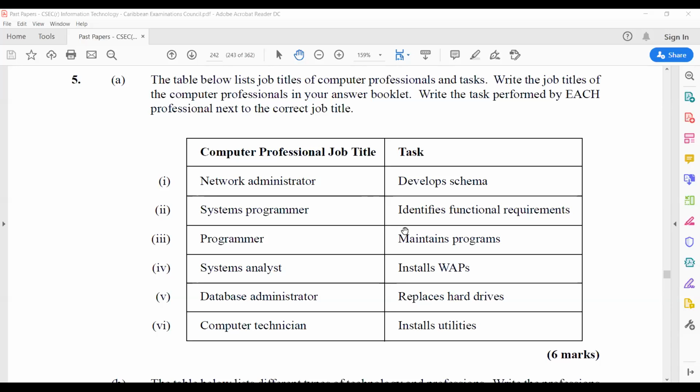Like writing the code? Right, so we have a systems programmer. No, this is the thing, we have a systems programmer and we have a programmer. So who does which one? Developed a schema. Right, the session is going to cut off in less than a minute. Let's think about that, and when we resume, we will discuss it.